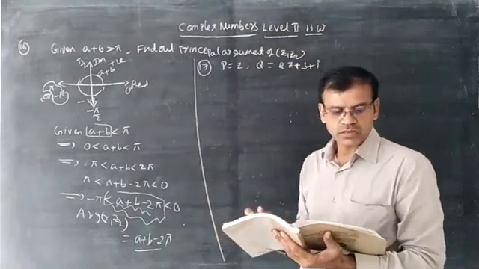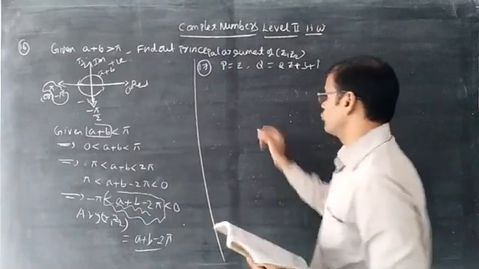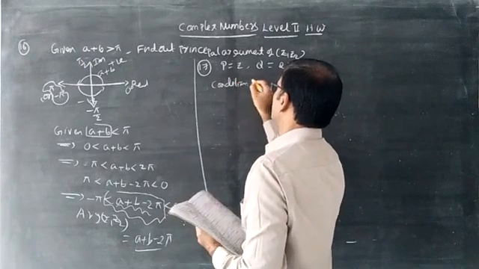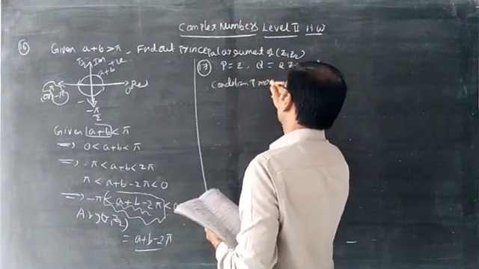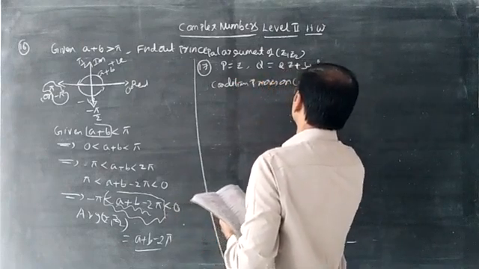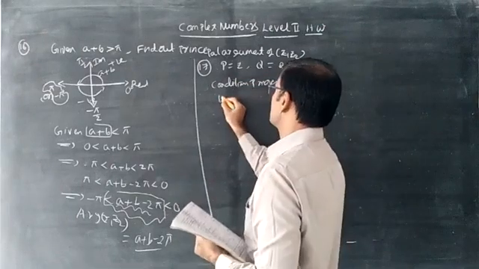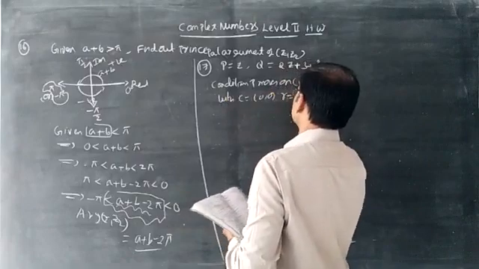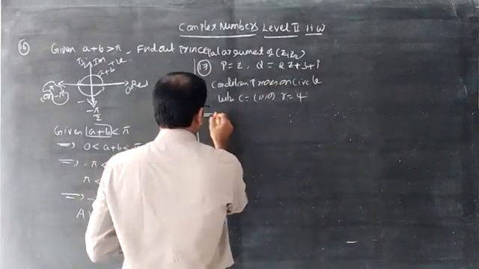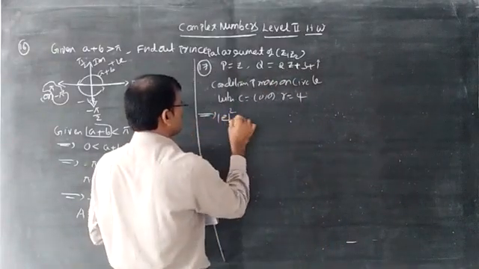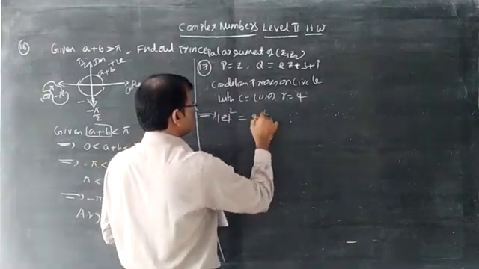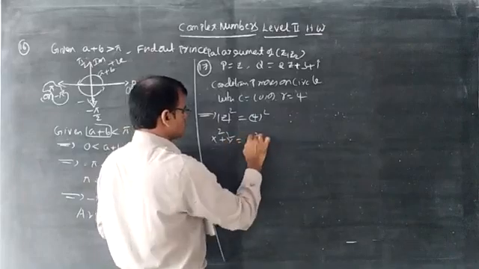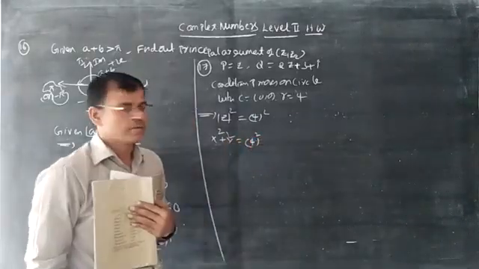P moves on a circle with center at the origin and radius 4. That is the condition. P moves on a circle with center C equal to (0, 0) and R equal to 4. That implies modulus Z is equal to 4, so modulus Z squared is 16. It is nothing but x squared plus y squared is equal to 4 squared.